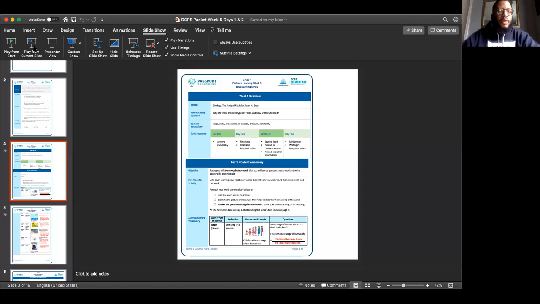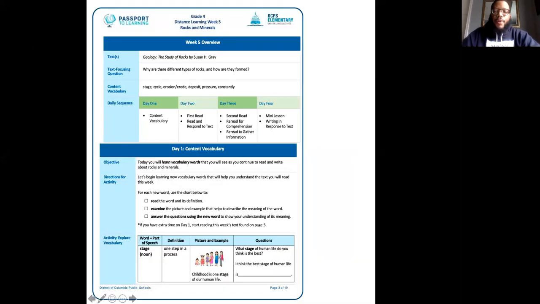All right, here we go. So the focus of today's lesson is going to be us learning new vocabulary words. These vocabulary words are going to appear in the text. And so today we're going to learn those vocabulary words and we're going to continue to write about rocks and minerals. 3 things that we'll need to do for today's activity. It's very similar to last week, actually.